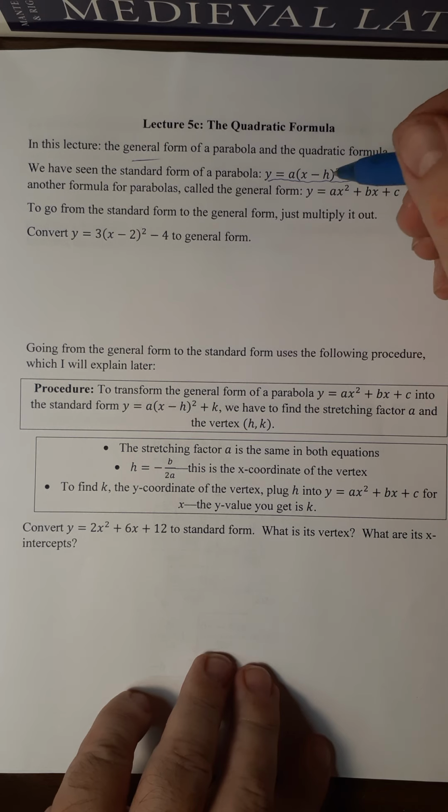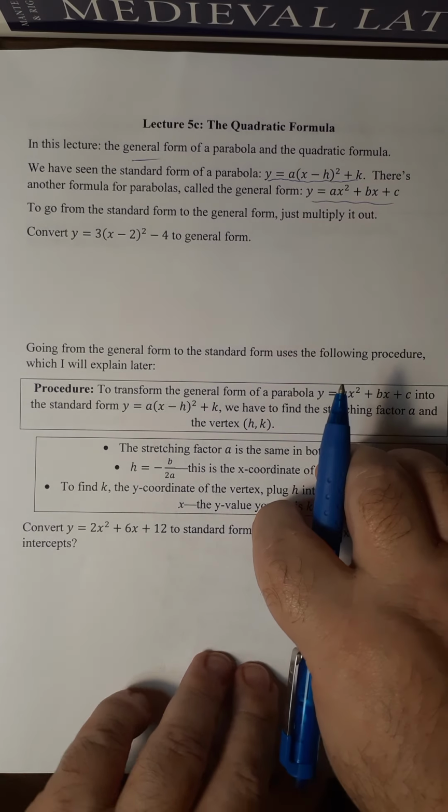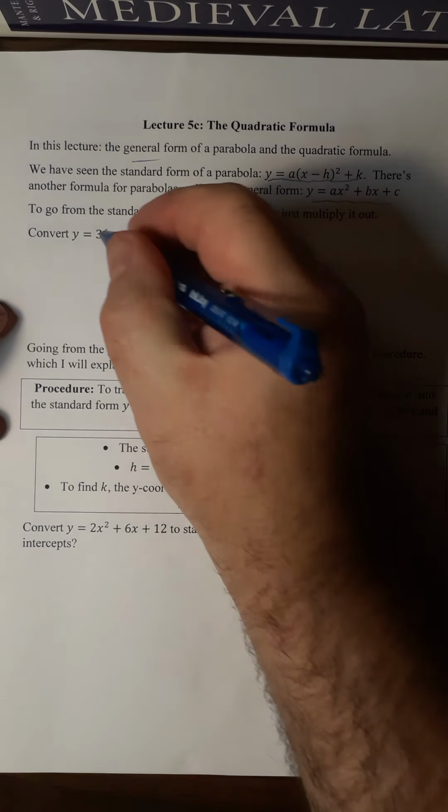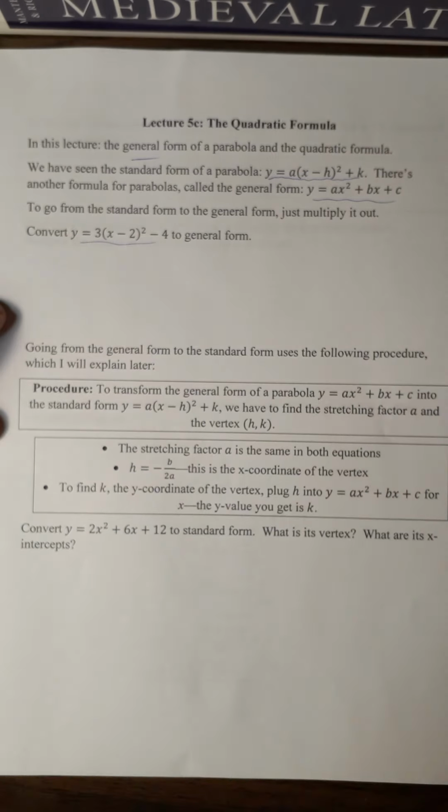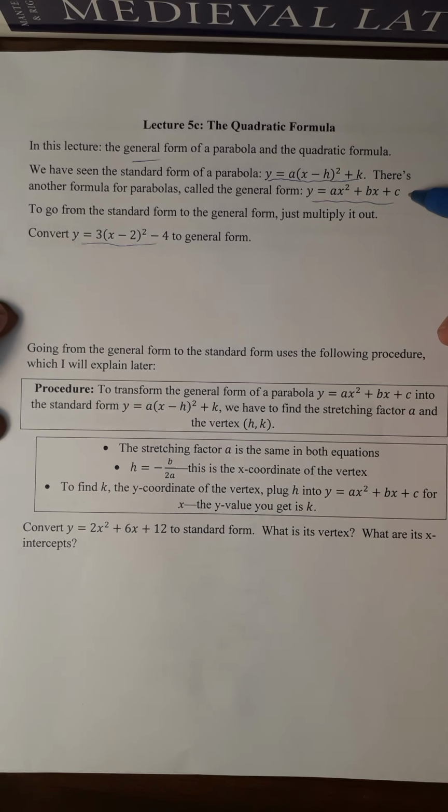A is the stretching factor. Ax squared plus bx plus c, that's another way to write a parabola. So, how do you go from one to the other? If you have the standard form like that, it's easy to get the general form, the ax squared plus bx plus c form, just by multiplying it out.